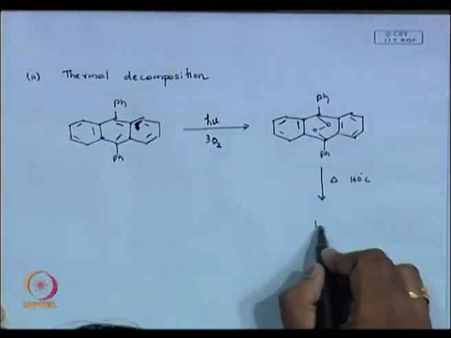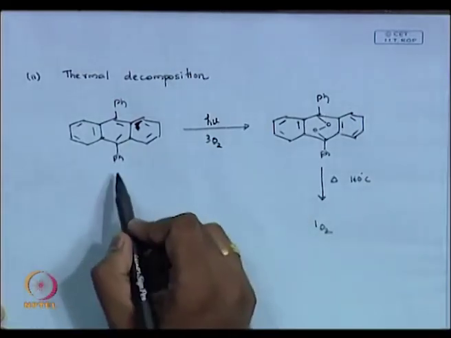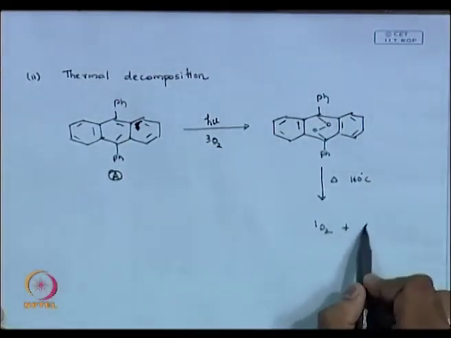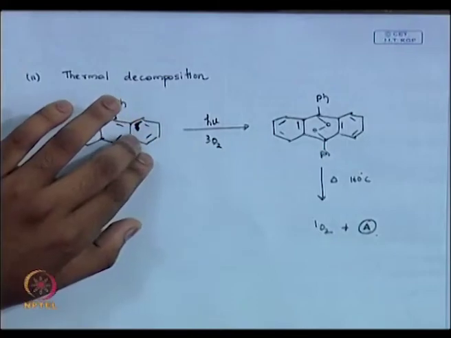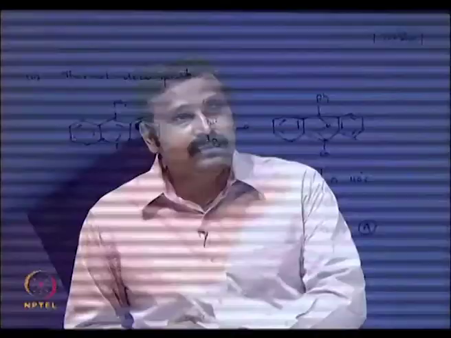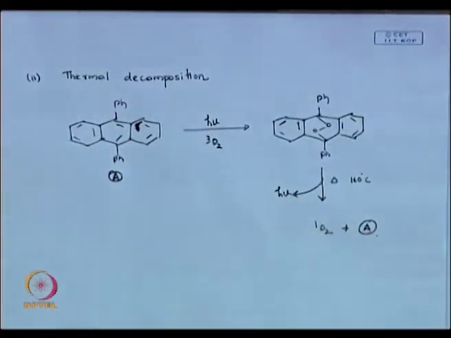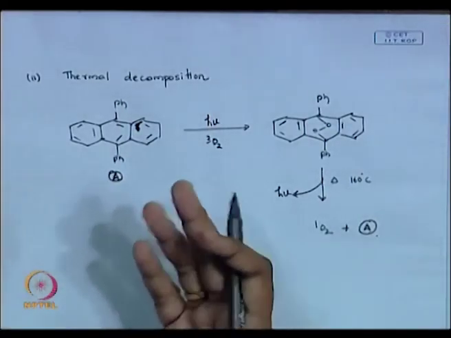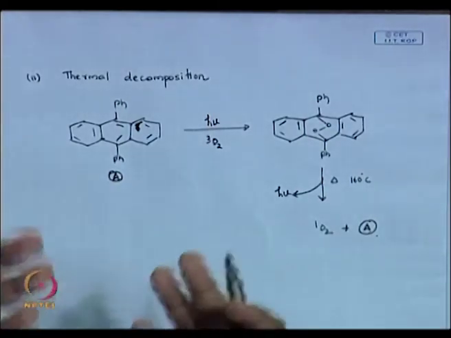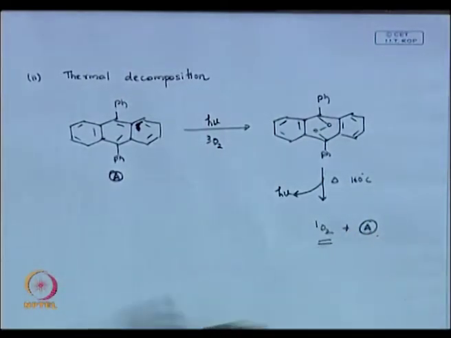It gives out singlet oxygen nicely with your starting material, which you call A. It gives you singlet oxygen plus A. And the interesting part is that this reaction also gives light. Once you heat, you get light out from this. That is how it does luminescence. It basically takes the light, then after some time gives the light back. And that is how people are generating singlet oxygen.